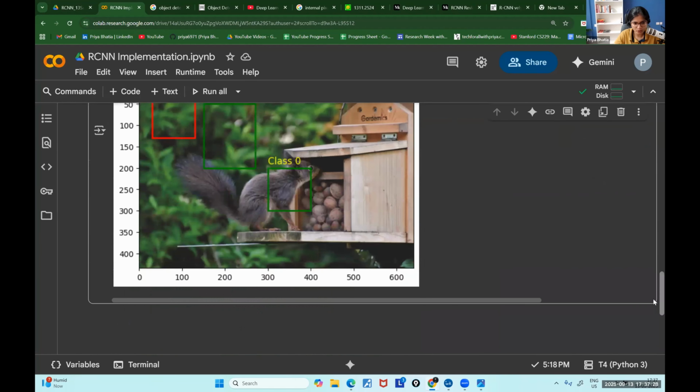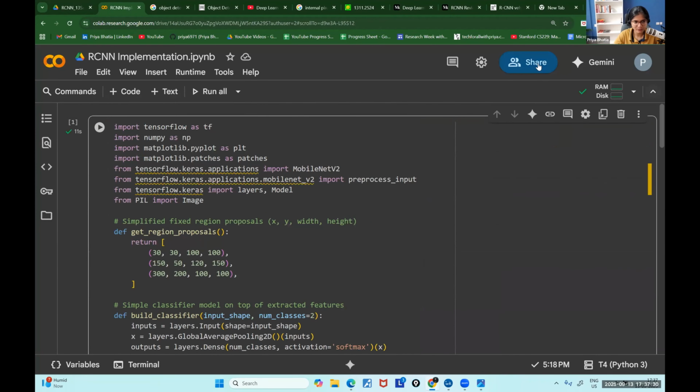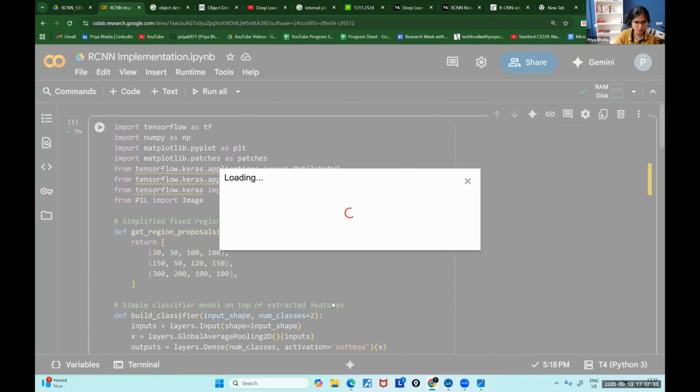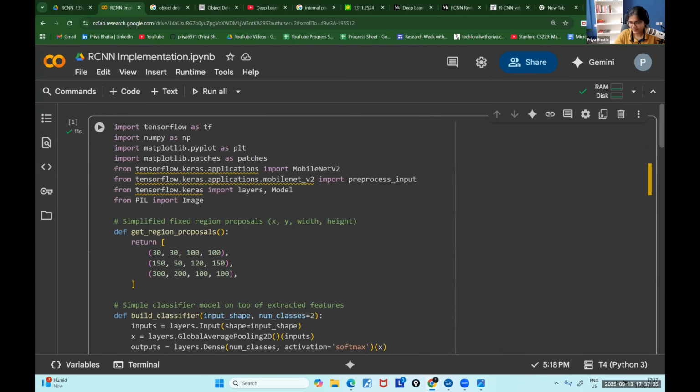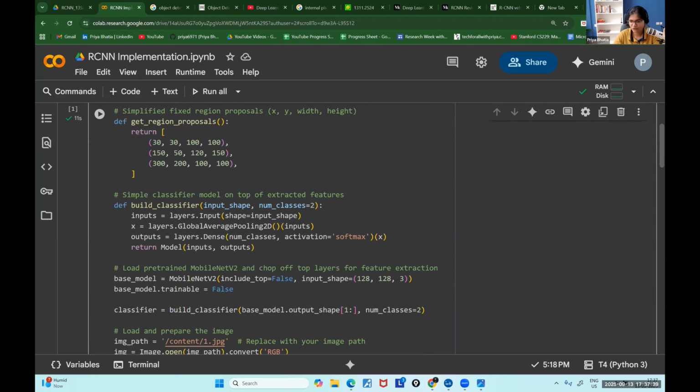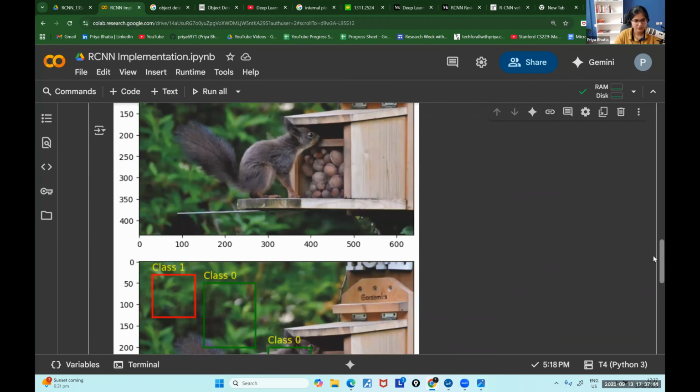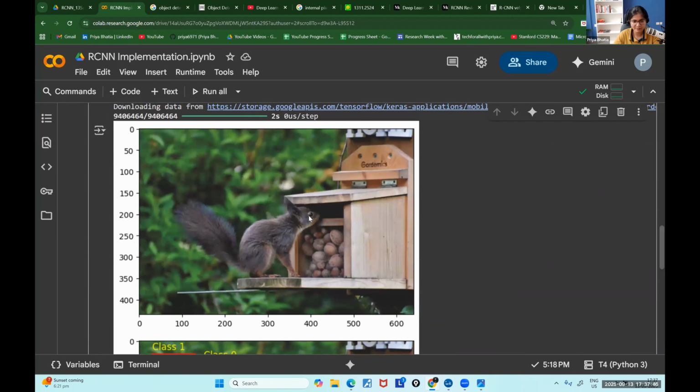Now I'm open to take any doubts and questions if you have. Let me first share this notebook with you as well. Again, I have taken a very simple example, but you can definitely try working with multiple sets of images. Rather than just taking a single image, you can download a few more images from Kaggle and check how this RCNN works on those input images to detect the regions, bounding boxes, and the objects inside them.